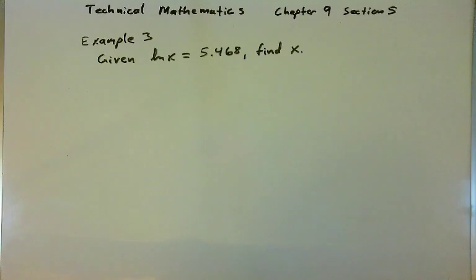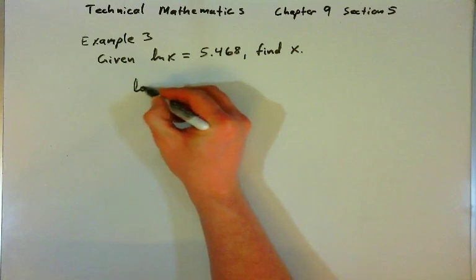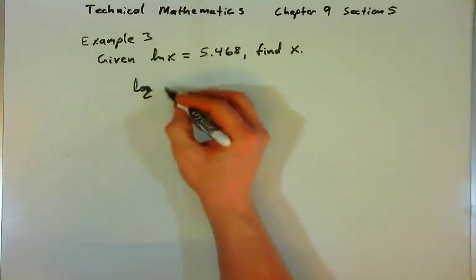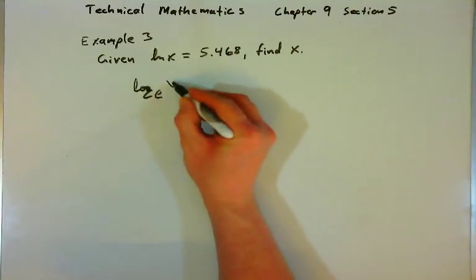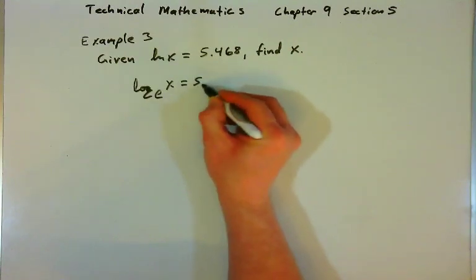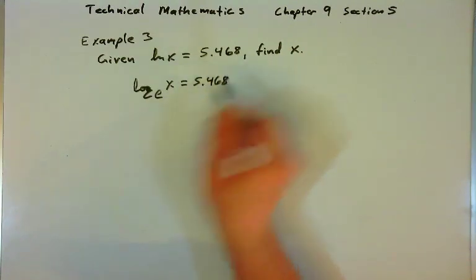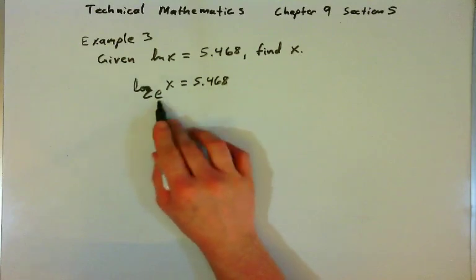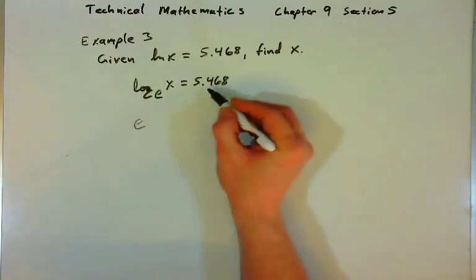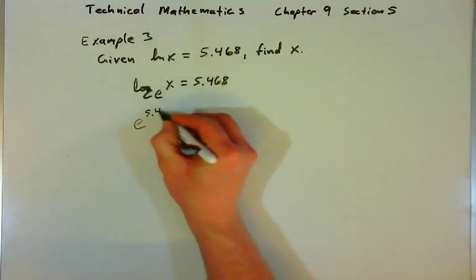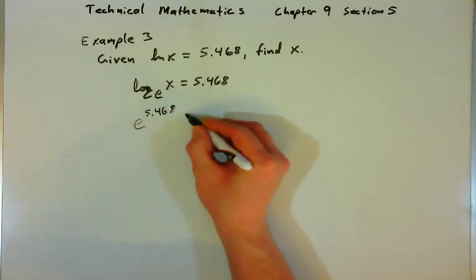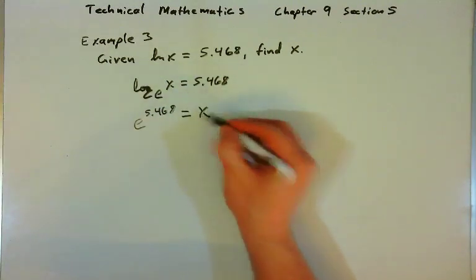This is example 3. It says given that the natural logarithm of x is 5.468, find x. And so again, natural logarithm means that the base is e. I could rewrite this just to help be clear that we're taking log where the base is e of x, and this is supposed to be equal to 5.468. We can rewrite this in exponential form where e is the base, 5.468 is the exponent, and this will be equal to x.